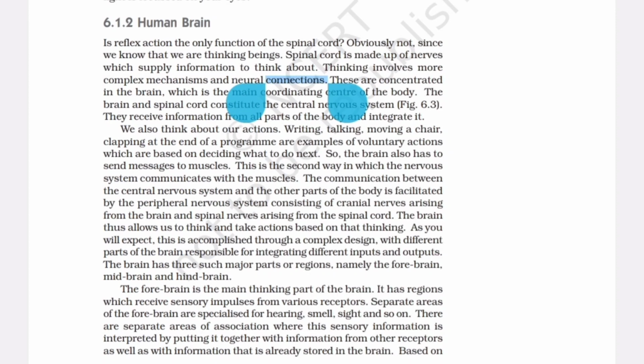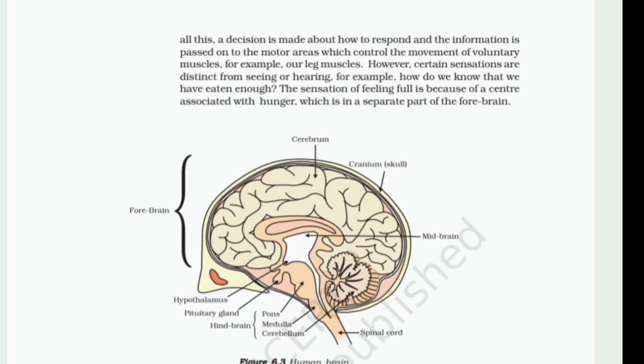It has regions which receive sensory impulses from various receptors. Separate areas of the forebrain are specialized for hearing, smell, sight, and so on. There are separate areas of association where this sensory information is interpreted by putting it together with information from other receptors as well as with information that is already stored in the brain. Based on all this, a decision is made about how to respond, and the information is passed on to the motor areas which control the movement of voluntary muscles, for example, our leg muscles.